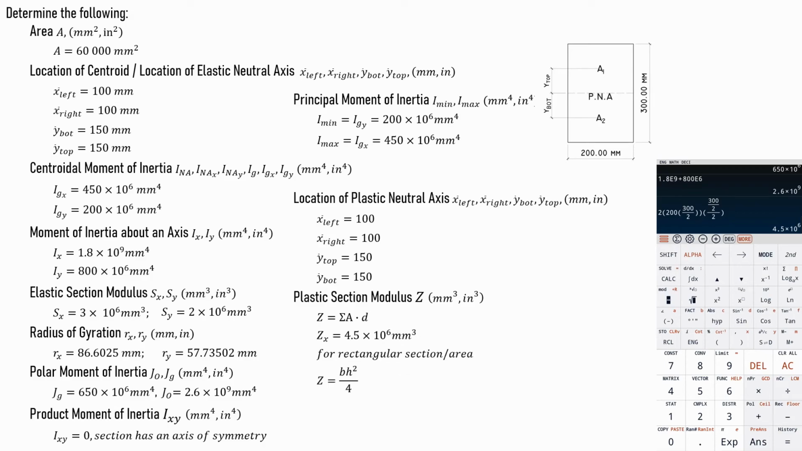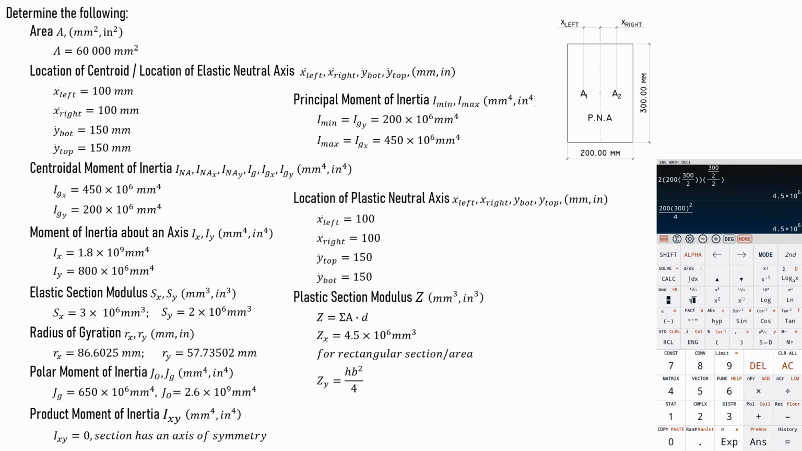Kapag rectangular section or area, meron na tayong formula para dun sa section modulus. Kapag horizontal, so BH squared over 4. So, check natin. So, 200 times 300 squared over 4. So, yung sagot dyan, tulad lang, no? 4.5 times 10 raised to 6.